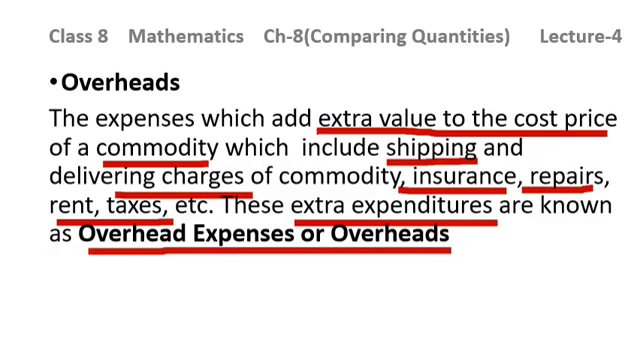So what do you mean by overheads? The expenses which add extra value to the cost price of a commodity, which include shipping and delivery charges of the commodity, insurance charges, the amount which you pay for the insurance of that particular commodity, repairs, the amount which you are paying for the repair of that particular article, rent or taxes, whatsoever extra expense you are paying, that will be considered as overhead expenses or overheads.